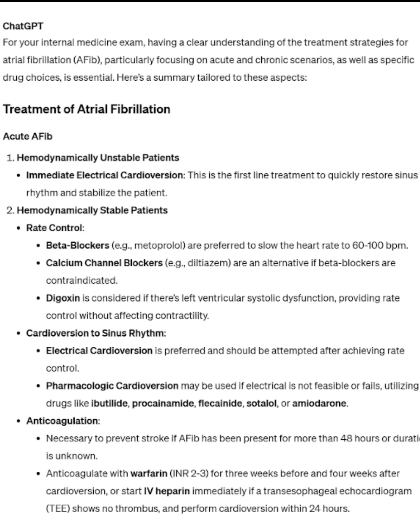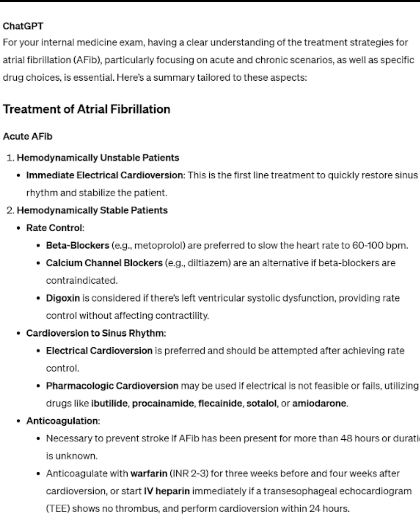Anticoagulation is necessary to prevent stroke if AFib has been present for more than 48 hours or the duration is unknown. Anticoagulate with warfarin, INR 2 to 3, for 3 weeks before and 4 weeks after cardioversion, or start IV heparin immediately if a transesophageal echocardiogram (TEE) shows no thrombus, and perform cardioversion within 24 hours.